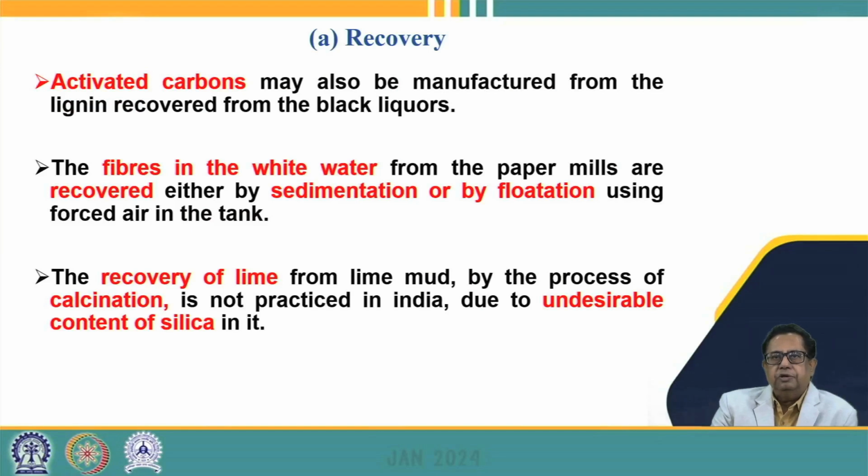So the activated carbon may also be manufactured. Whatever lignin we are recovering from the black liquor can be used for conversion to activated carbon. For example, we can go for the process of activation by adding acids or other agents, basically taking it to the pyrolysis process, and then we can convert the lignin that is generated from here into the activated carbon, which can be used for the adsorption process.